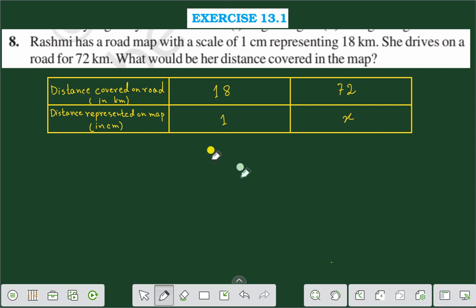The relation is that if the distance covered on road increases, then the distance represented on map will also increase. That means the distance covered on road is in direct proportion to distance represented on map, right?